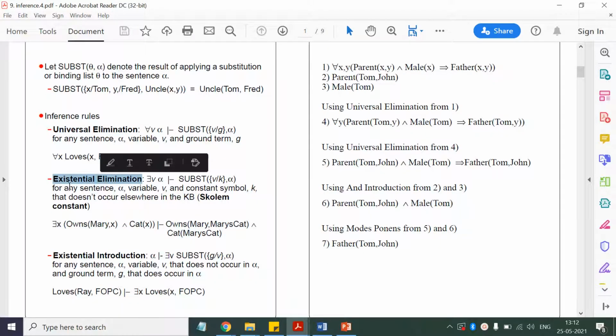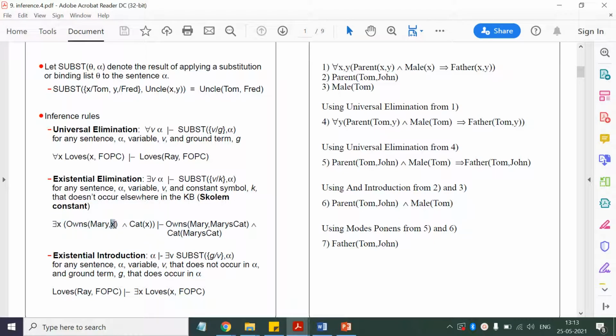Now next is existential elimination. Here we will try to eliminate the existential quantifier. The sentence given is Owns(Mary, x) and Cat(x). It says that Mary owns x, and x is a cat. So this is our given sentence. Now we want to eliminate this existential quantifier.